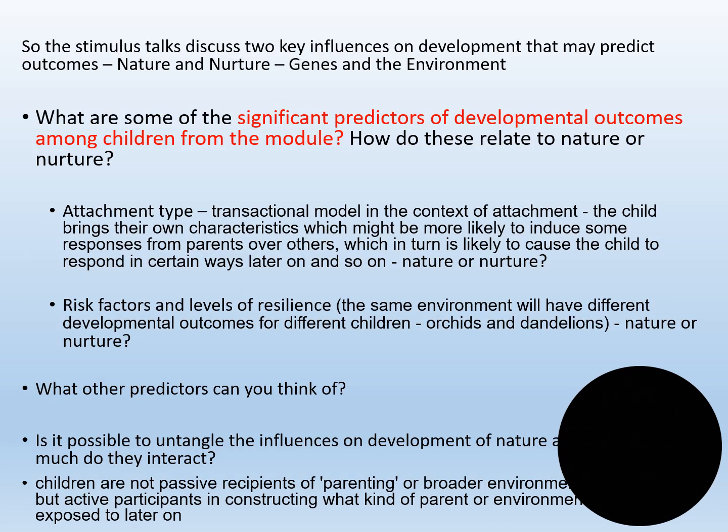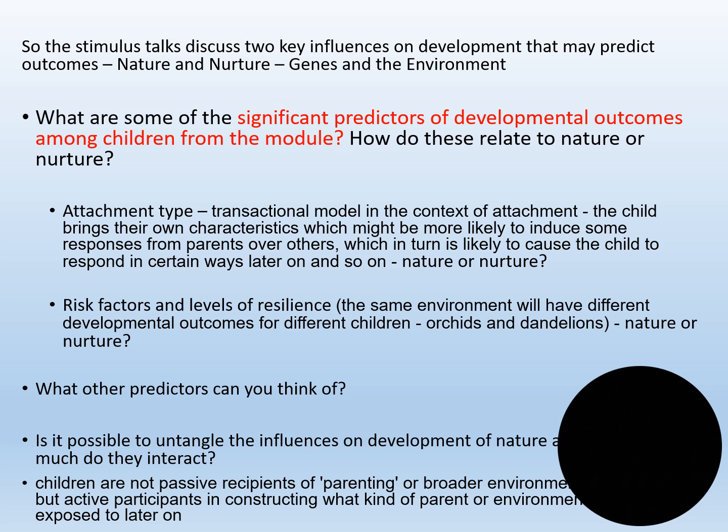So the stimulus videos are talking about two key influences on development that could predict the outcome for the child. So nature and nurture, genes and environment. And we're all familiar with that sort of argument. So think about how that argument could relate to some of the module materials. So, for example, we have attachment type. And we all know from reading the module, reading the evidence, that the type of attachments you have with your caregivers shapes how you develop.